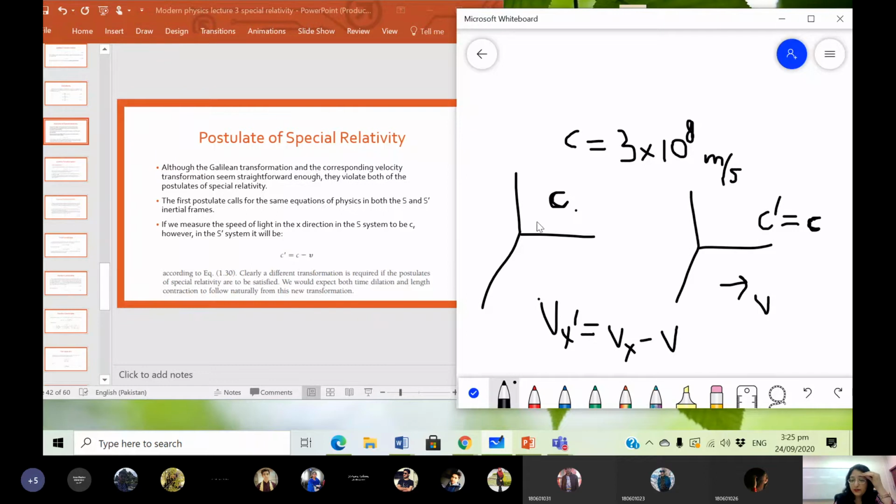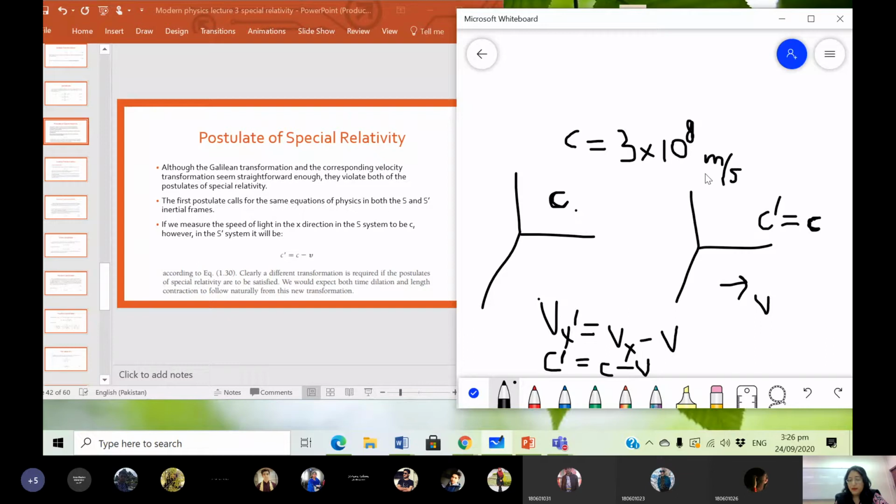The speed of light will not change relative to either of the reference frames. The speed of light is going to remain the same. But if I use a Galilean transformation, I will get c dash is equal to c minus v. And this is not allowed, right? This is not possible, because c dash should be equal to c. So basically, what we're saying here is that the Galilean transformation violates special relativity.